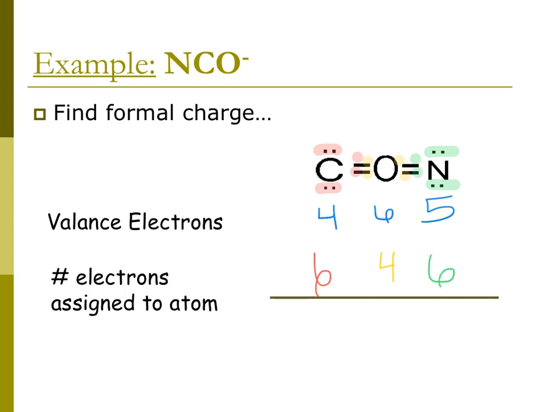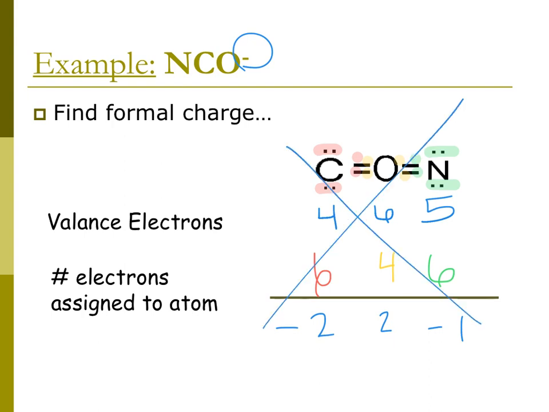Now let's do this math. 4 minus 6 is a negative 2. 6 minus 4 is a positive 2. And then 5 minus 6 is a negative 1. So the negative 2 and the positive 2 cancel out, leaving the negative 1 again to represent the charge. This is the worst of all. None of this is close to 0. This is definitely not the right structure.